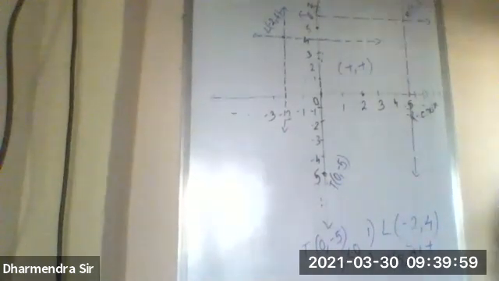So this is the plotting of the coordinates we have seen. The remaining you have to try by yourself. First see the sign, decide the quadrant, and then start plotting.